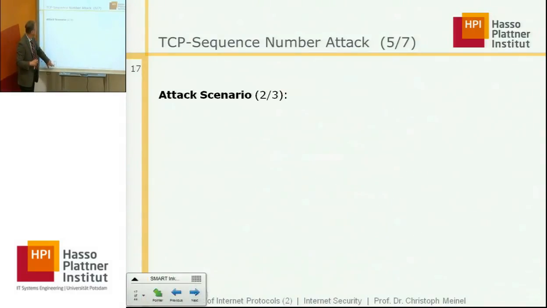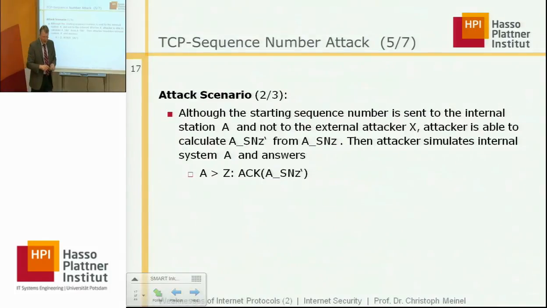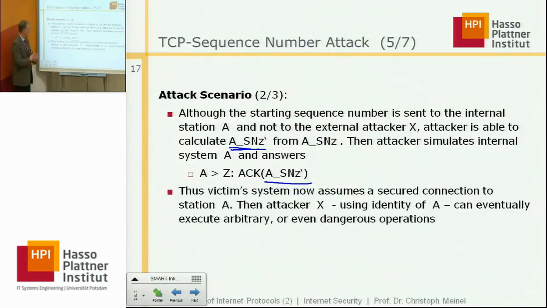And then, although the starting sequence number is not sent to Z, so Z has no chance to see it, it's sent to the faked address. He can calculate, can forecast this sequence number the attacked system has sent to A. And then he can finish the establishment of the TCP connection to the critical port by acknowledging this guessed number. And if the guessed number agrees with the real number, then a TCP connection is established between Z and A without A contributing anything.